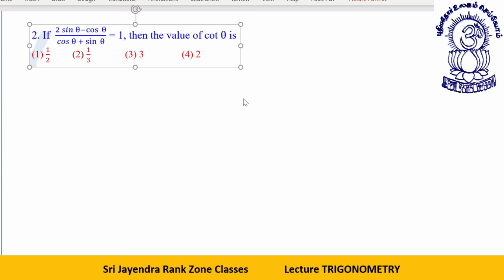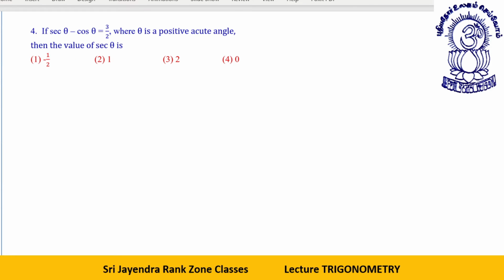The next question we have is: sec theta minus cos theta is equal to 3 by 2, where theta is positive. Then the value of sec theta is... see students, it is easy to do actually. Let's say this is x: x minus 1 by x is equal to 3 by 2. You can very easily figure this out. If this x is 2, 2 minus half is equal to 3 by 2. So x is 2, which means sec theta is equal to 2.